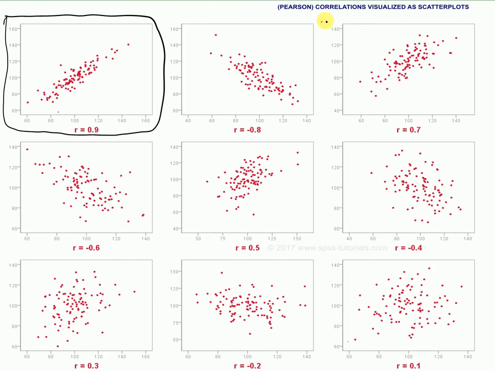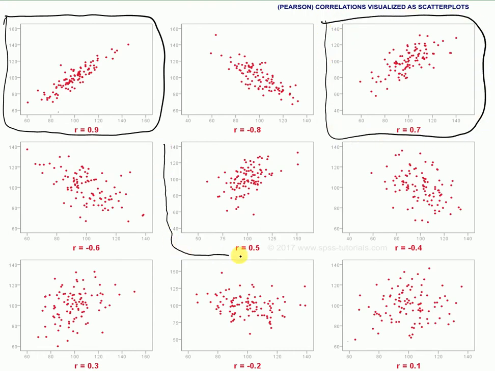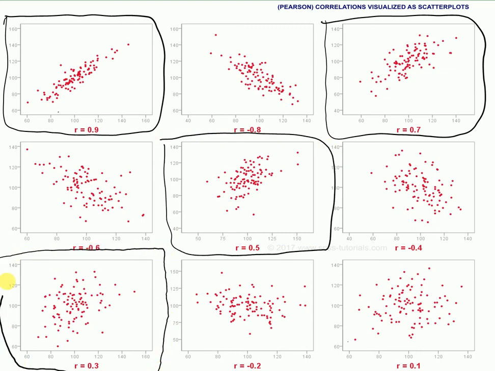1, 2, 3, 4, and 5. The thing that they all have in common is that there is a positive relationship between the independent variable and the dependent variable. However, the strength of the relationship in each case is different.